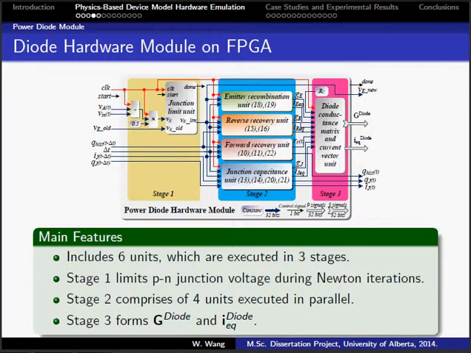The detailed structure of the power diode module is shown in this figure, which contains 3 stages. Stage 1 contains a junction limit unit, which is used to limit the PN junction voltage during successive Newton iterations. Stage 2 contains 4 units, which run in parallel. Stage 3 receives the calculated dynamic conductance, equivalent current and nonlinear resistance to combine the 3x3 conductance matrix and equivalent current vector of the diode.